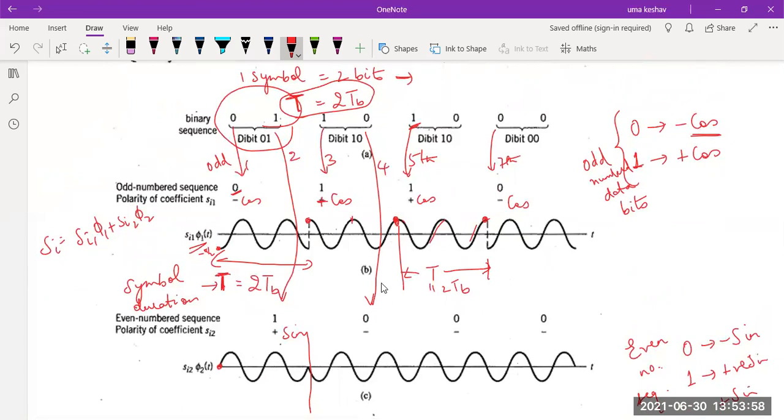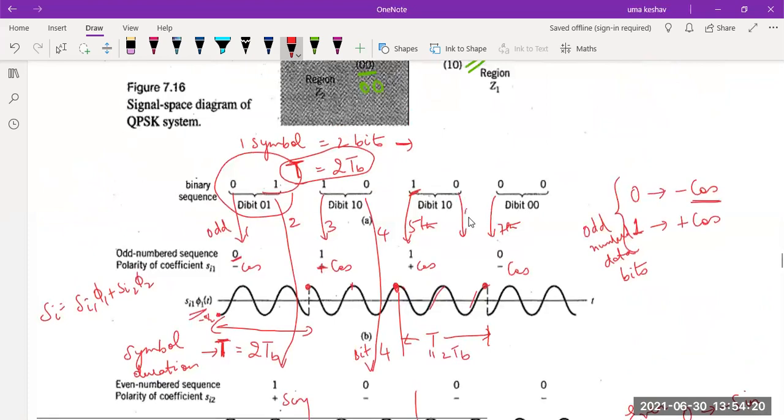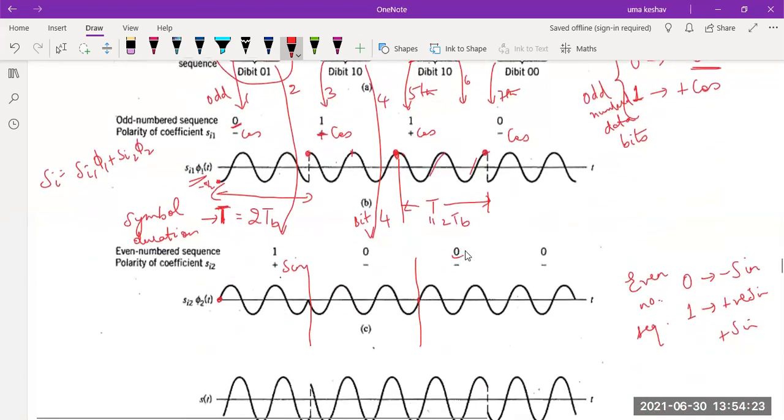The next even numbered bit is bit 4. And this bit 4 is 0. And 0 is represented with a negative sine value. Negative sine means this should be inverted. So this is negative sine. Till here, it is the next bit interval, which is minus sine. Okay. And the sixth value is again a 0. So the sixth value is also 0. And 0 should be represented with inverted sine. And we are going to invert.